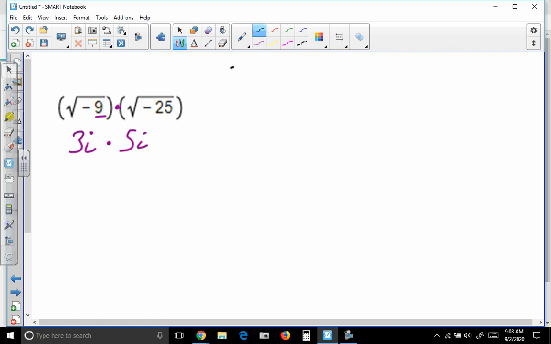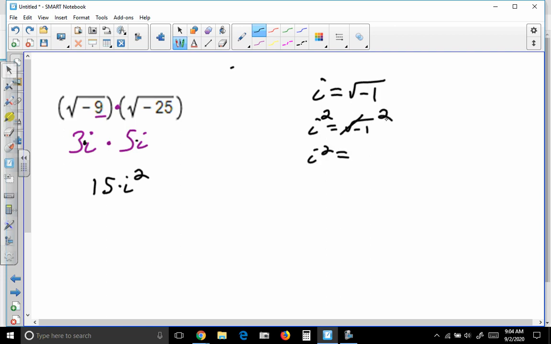So if we multiply these together, we have 3 times i times 5 times i. 3 times 5 is 15. i times i is i squared. Now we said that i, by definition, is the square root of -1. So what does that make i squared? Well, if we want to find i squared, we square both sides. So i squared, the square root and the square cancel. So i squared is -1. So anytime we have an i squared, we're going to replace i squared with -1. So 15 minus -1 is.